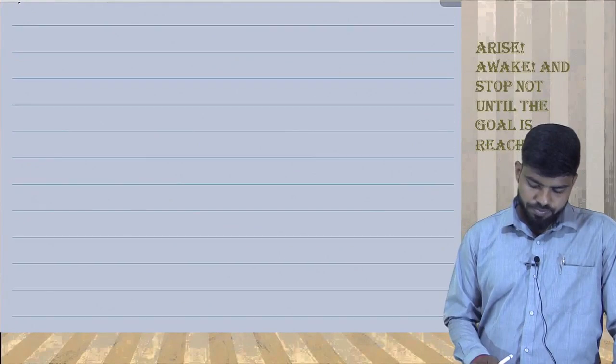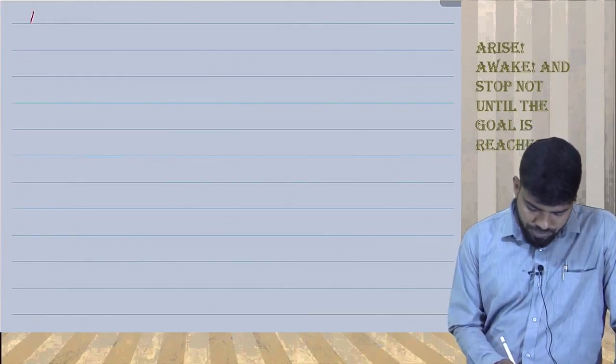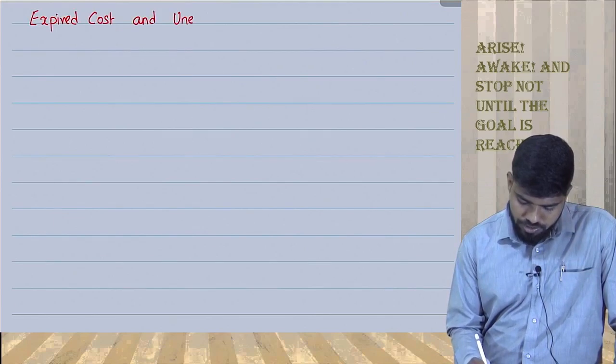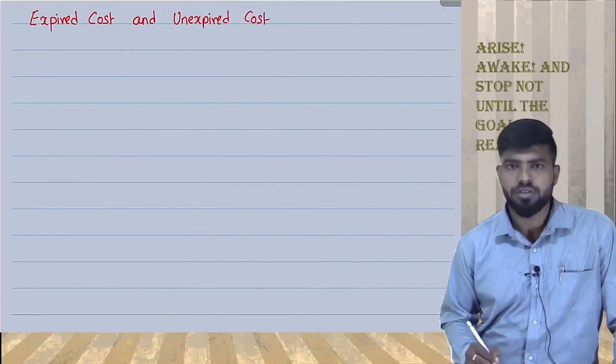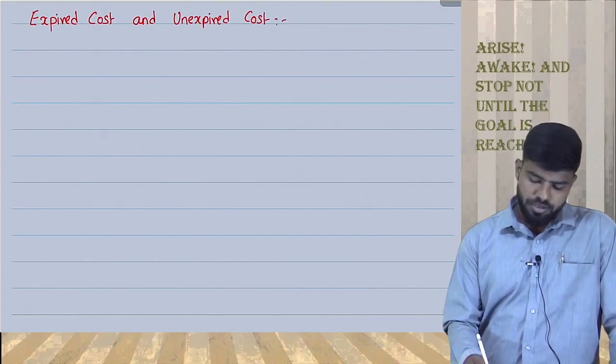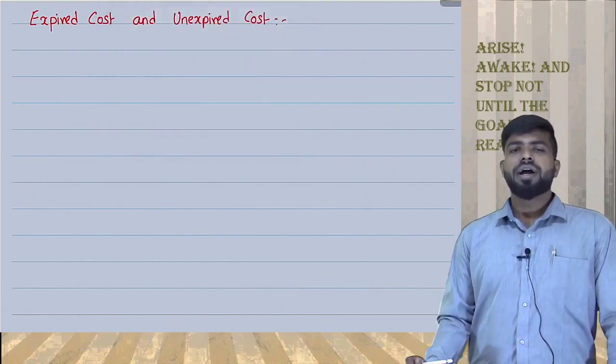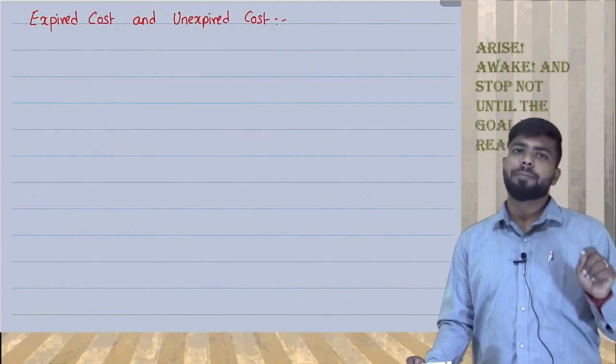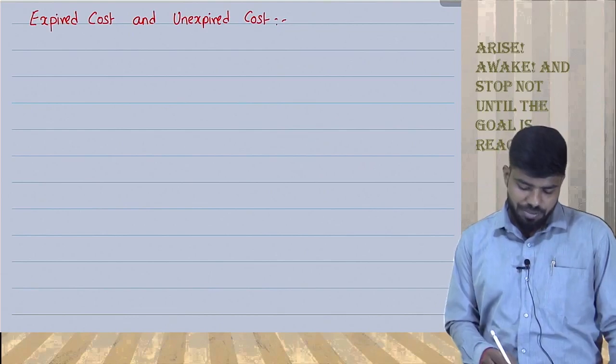Okay, give the side heading: expired cost and unexpired cost. Expired cost and unexpired cost. Okay, to understand this expired cost and unexpired cost, I am going to start with one example. Let me take one example. Just I am taking the example.